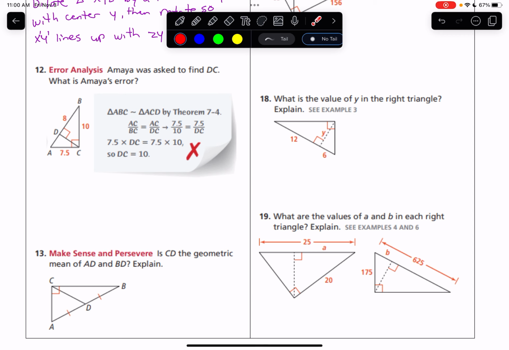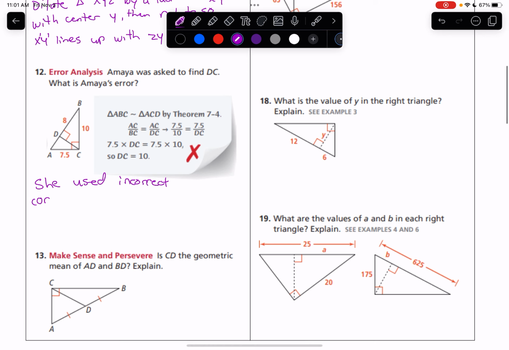Those are incorrectly corresponding sides. And AC over DC is the shortest side of the big triangle over the medium side of the small triangle. These are incorrect choices for proportion of the sides. So we can say she used incorrect correspondence of side lengths.